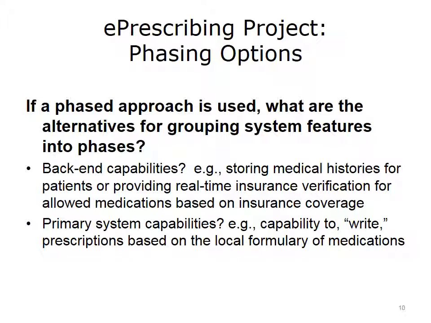Talking about options raises the question of how to partition the system into phases. It could include consideration of the back-end capabilities, and that sorting the medical history for patients or providing real-time insurance verification might be separate activities.